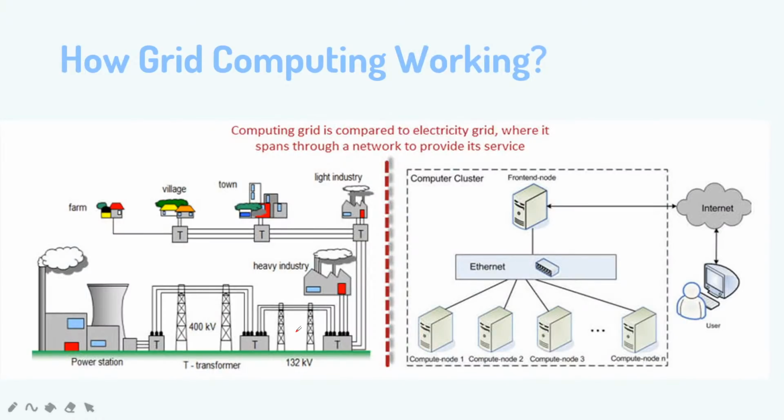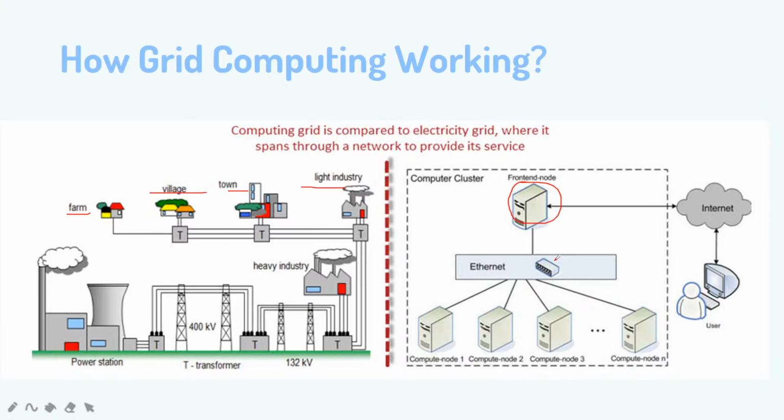An example of grid computing is this one. Here you can see we have a power station. The power station provides the power, and then it is passed to the transformer. Then each area will receive the same amount of current, right? Up to farm, village, and town, we will receive the same amount. So that is one example of grid computing. If you are accessing through the internet or Ethernet, we connect different computer nodes, n number of computer nodes, and using those nodes we access only a front end. The front end node is used whenever we need any task, and the task will be performed.